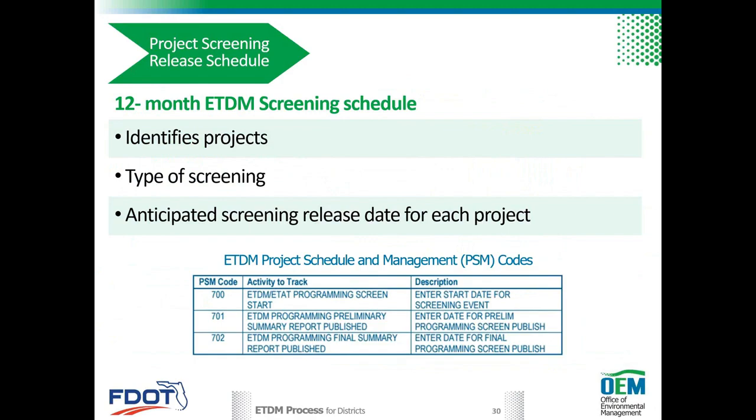FDOT tracks ETDM work as part of the FDOT production schedule. The project team should work with project schedulers to use the required project schedule and management, or PSM codes, listed on the ETDM project schedule and management codes matrix. It's important to coordinate schedules with OEM and the ETAT to distribute the workload evenly.